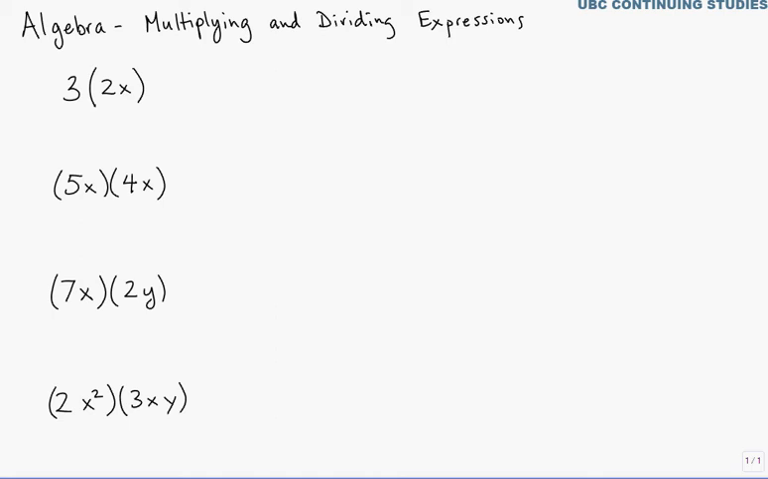Multiplying and dividing algebraic expressions is pretty straightforward for the most part, but it gets a little trickier once we get into longer expressions. So let's start with some simple expressions. Let's say 3 times 2x. Now, what does 2x really mean? It really just means 2 times x.